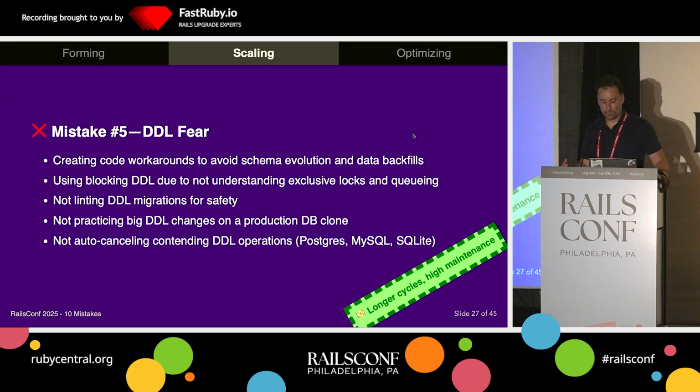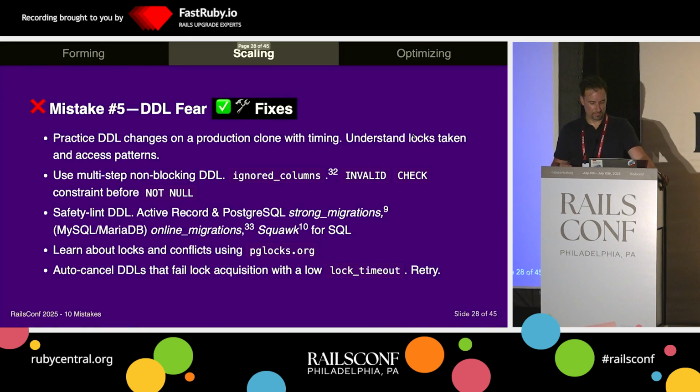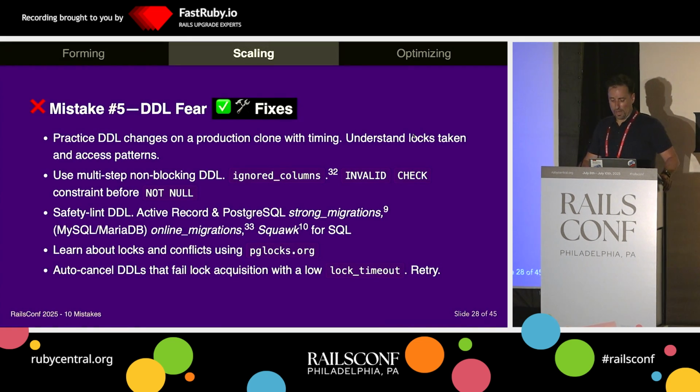Not linting DDL migrations for safety or for non-blocking designs. Not practicing big DDL changes on a production DB clone like we discussed earlier. And not automatically canceling contending DDL operations. We're going to look at the lock timeout, which exists in all of the supported database engines. So again, this could mean longer cycles and higher maintenance costs. So I recommend if you have that production clone, trying to run all of your DDL changes through that first, collecting timing, understanding what's locked while those are running.